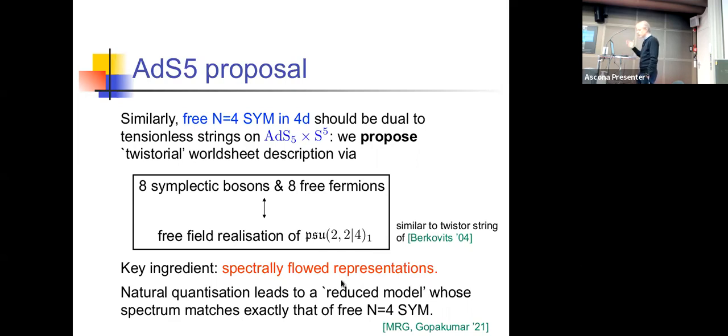And what we've shown, this is the result of earlier this year, is that while we haven't got a complete description of how to quantize this model, there's a natural prescription for what this should amount to. And if you follow your nose, then you can exactly reproduce the spectrum of free N=4 super Yang-Mills from this worldsheet theory. So therefore, we believe this is a very plausible candidate to be the correct string description that's exactly dual to N=4 free super Yang-Mills.